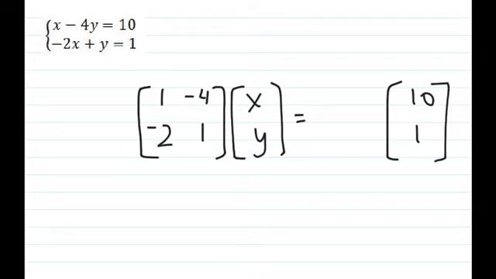Okay, now to use our inverses, the first thing we're going to do is find the inverse of this matrix A. And so I'm going to do 1 times 1, subtract negative 2 times negative 4, so that's positive 8, so that's negative 7. So my inverse will be 1 over 7, and then we're going to multiply by that switched around matrix.